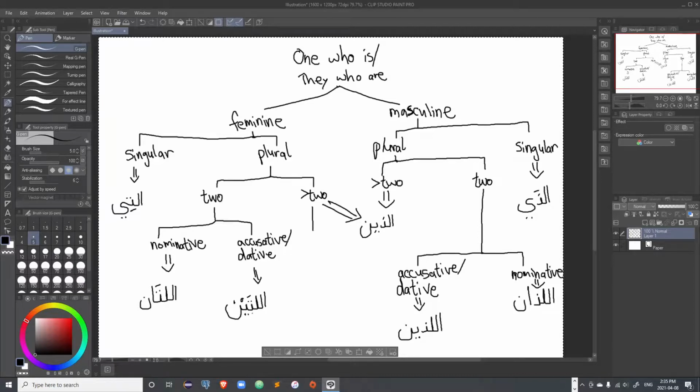However, here a group exclusively female only will have 3 different forms. Let me do a branch for them: 1, 2, and 3. So the 3 are اللائي, and then you have اللاتي, and lastly you have اللواتي.